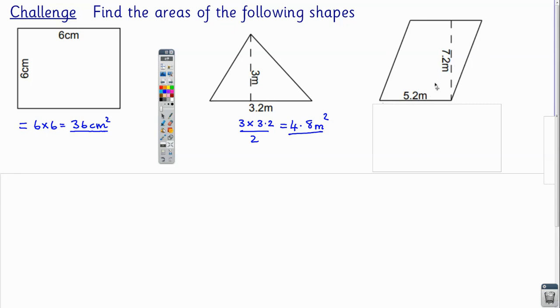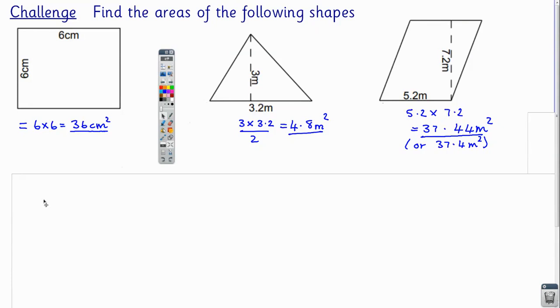The third question is a parallelogram. We treat that just like a rectangle. It's just base multiplied by height. So that one would give us 37.44. If you rounded it to 3 significant figures, you'd have 37.4, and that's in meters squared.